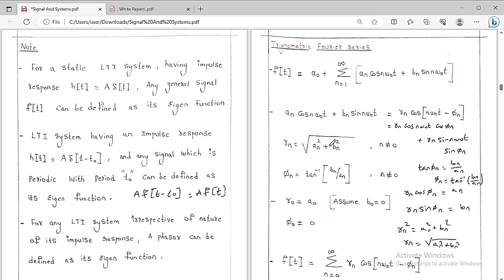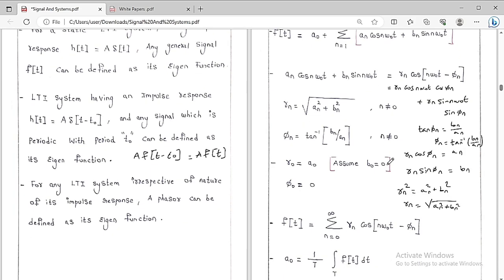See, all these values hold for n greater than or equal to 1, because n is a value which is going from 1 to infinity, right? So the n value should be greater than or equal to 1. Or simply we can say n not equal to 0. N not equal to 0 means n greater than or equal to 1. Now I will do some more simplification.